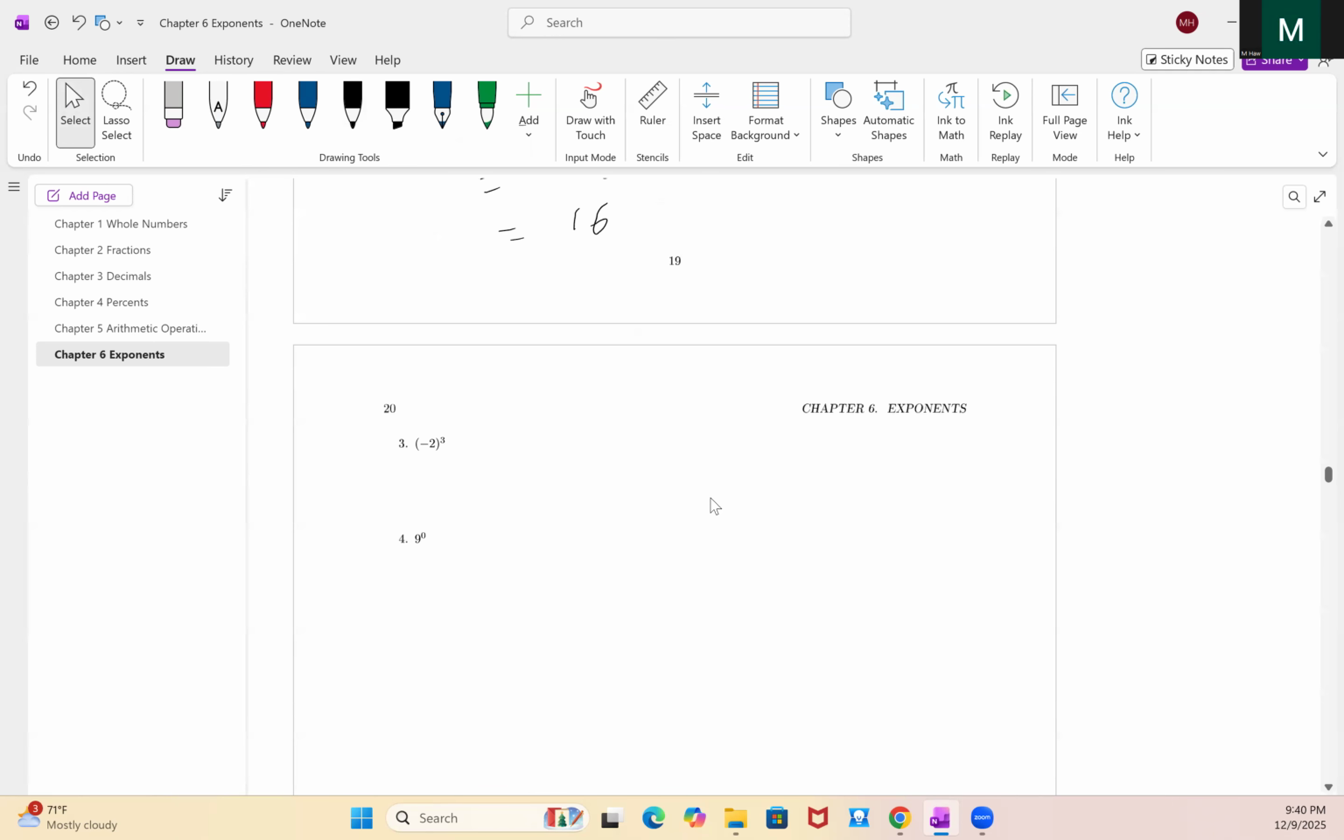Negative 2 cubed is equal to negative 2 times negative 2 times negative 2. We multiply negative 2 as a factor 3 times. Negative 2 times negative 2 is positive 4, and then times negative 2, 4 times negative 2 is negative 8. So our result is negative 8.